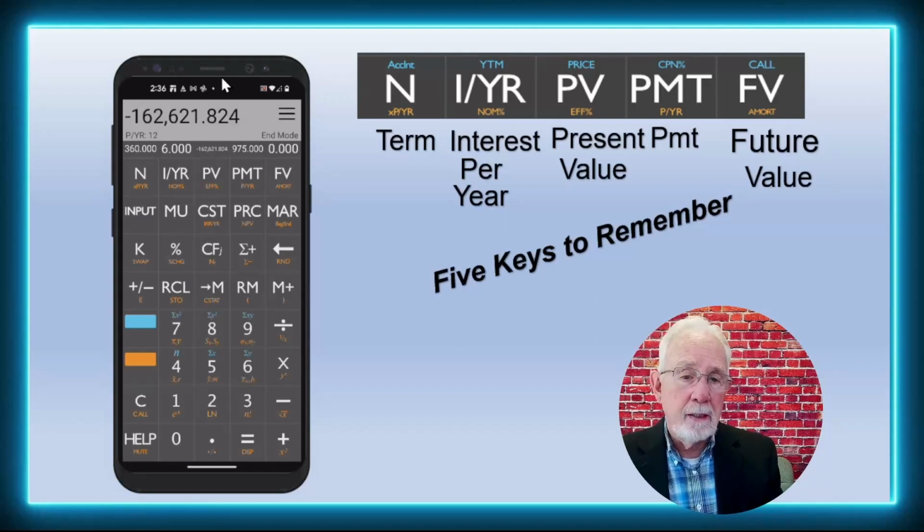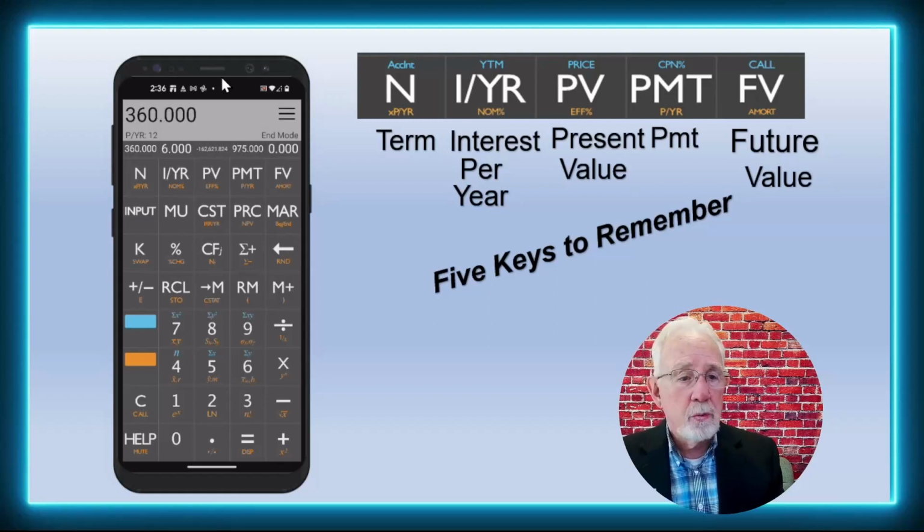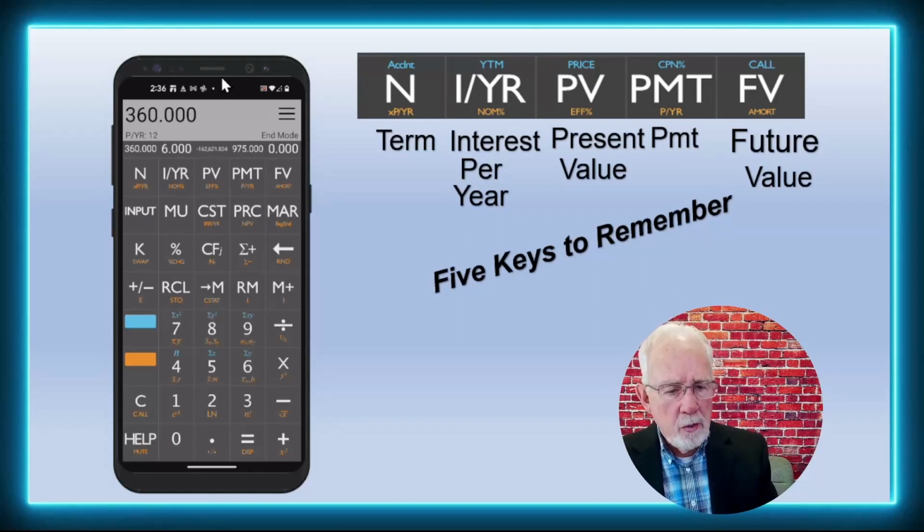So you could afford $162,621. So if your house was, say, $200,000, you'd have to come up with about $38,000 to be able to afford this house at a $975 a month house payment. Now let's recall the payment. You see it's $975. Recall the present value, $162. Recall the interest per year is 6, and recall the term is 360 months. And so you can see how you can move these figures around.